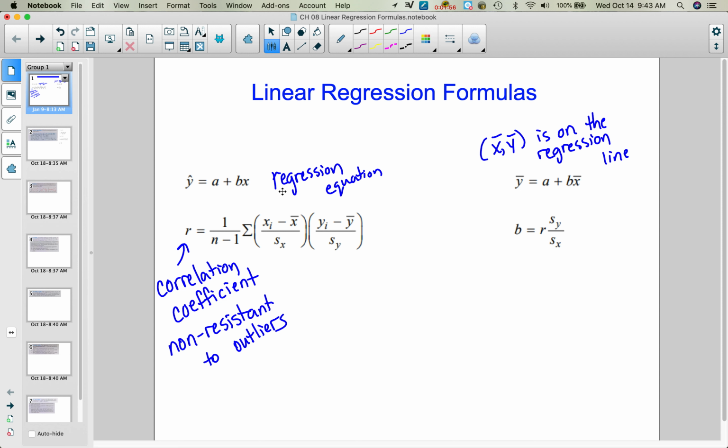And this right here, notice b is the slope. So this is the slope. This r is the same as the correlation coefficient, and this is the standard deviation of all your response variable data and the standard deviation of your explanatory. So that helps you with those formulas, and we're going to do some problems with that.